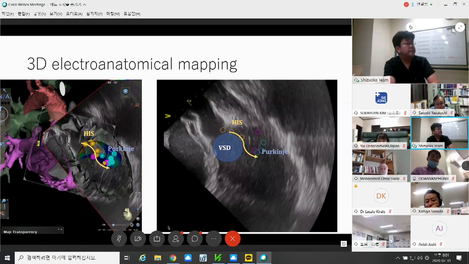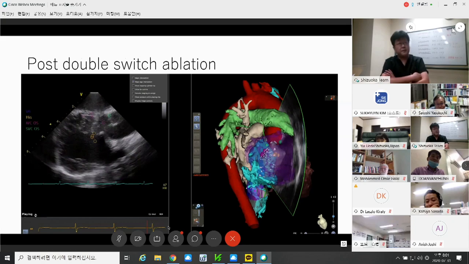And when we see supraventricular tachycardia, we use ICE and also CT to do the ablation for these cases, right? Yes.